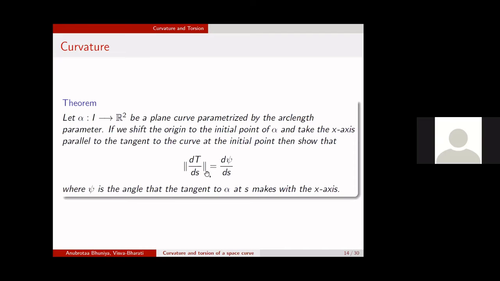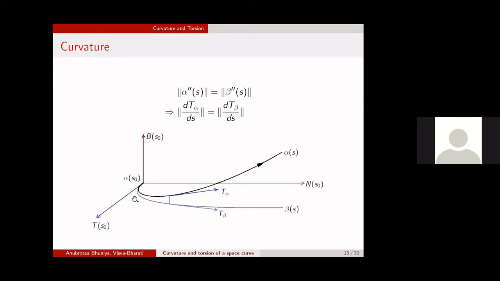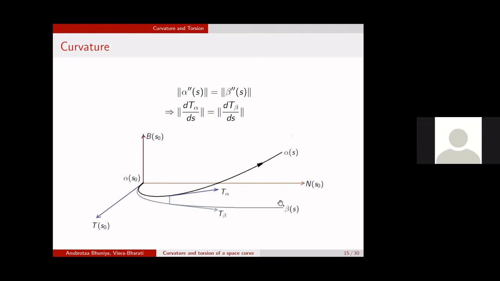norm dT/ds is equal to d psi/ds, where psi is the angle that the tangent to alpha at s makes with the x-axis. We have done this. Since T is always a unit vector, norm dT/ds denotes the change of the angle that the tangent is making with the x-axis. Now, if we take the projection on the oscillating plane of alpha s and denote it by beta s, then beta s becomes a plane curve.